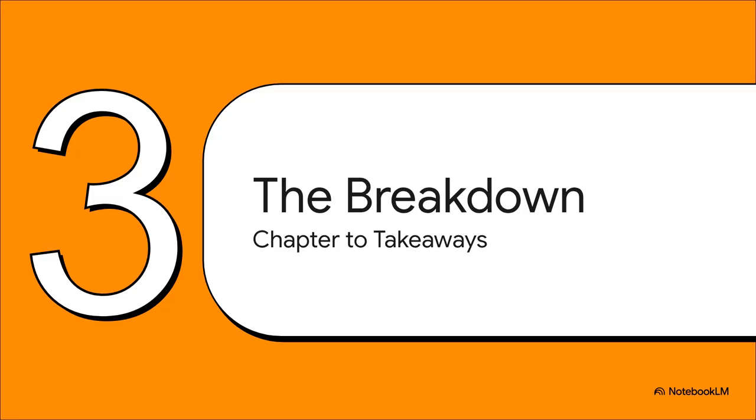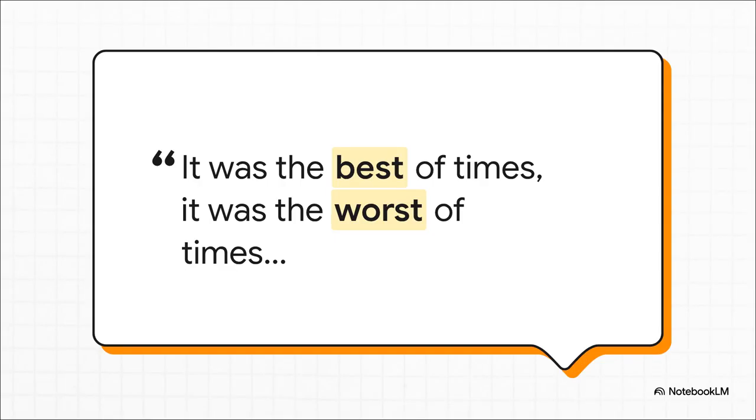All right, now for the really fun part, the breakdown. Let's see how this method actually works in practice. And we're going to use Charles Dickens' A Tale of Two Cities as our guinea pig. We start with maybe the most famous opening line in all of literature. Chapter 1, the period, just throws us right into this world of insane contradictions.